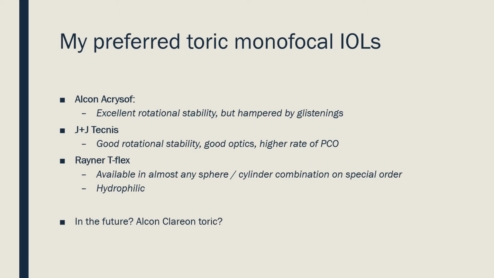In terms of future directions, Alcon seem to have resolved the issue of glistenings with a new hydrophobic acrylic material used in their Clarion platform. At the time of writing, the Clarion is not available in toric powers, but it will be in the near future, and this could well be a game changer in terms of combining the rotational stability that Alcon have achieved with a lens that performs better optically.